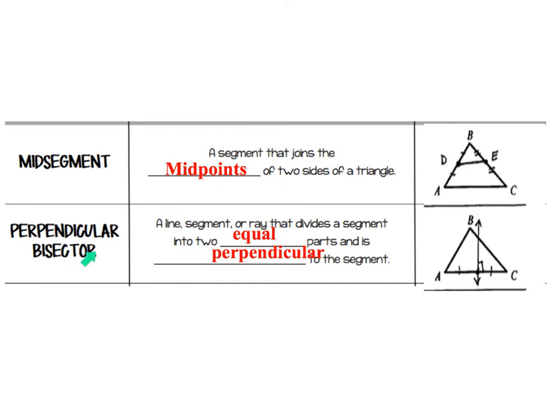Perpendicular bisector. It can be a line, a segment, or a ray that divides a segment into equal parts, and you must have perpendicular. So it must be perpendicular to a segment, and it must divide a segment into two parts. So take a look at this. The tick marks show that from A to this point in the middle is the same distance from this point in the middle here, and it forms a 90-degree angle.